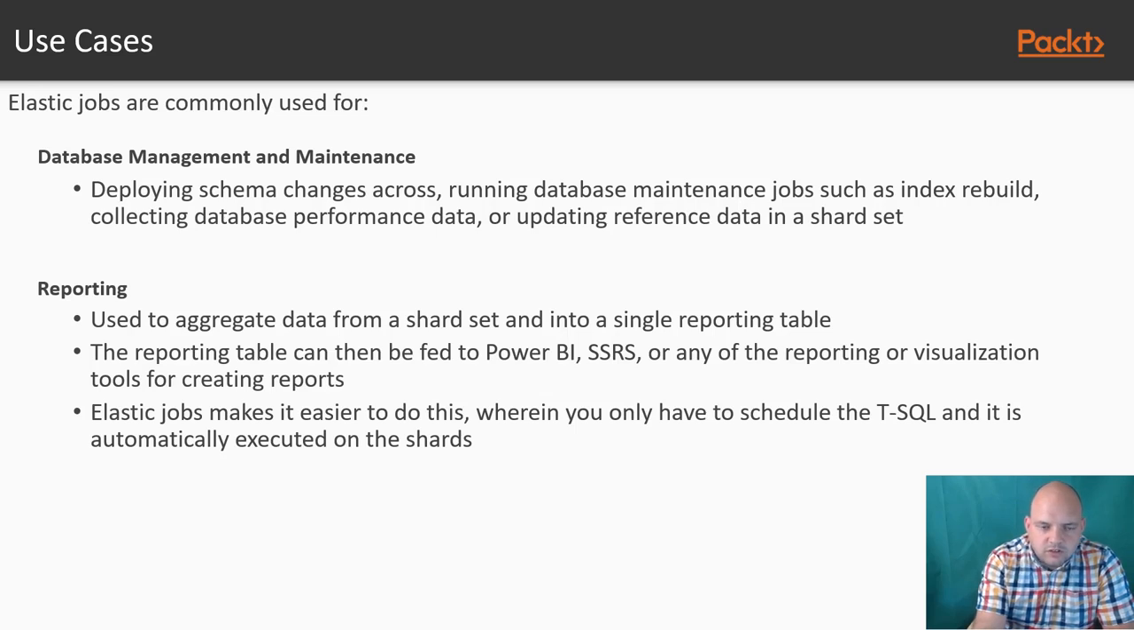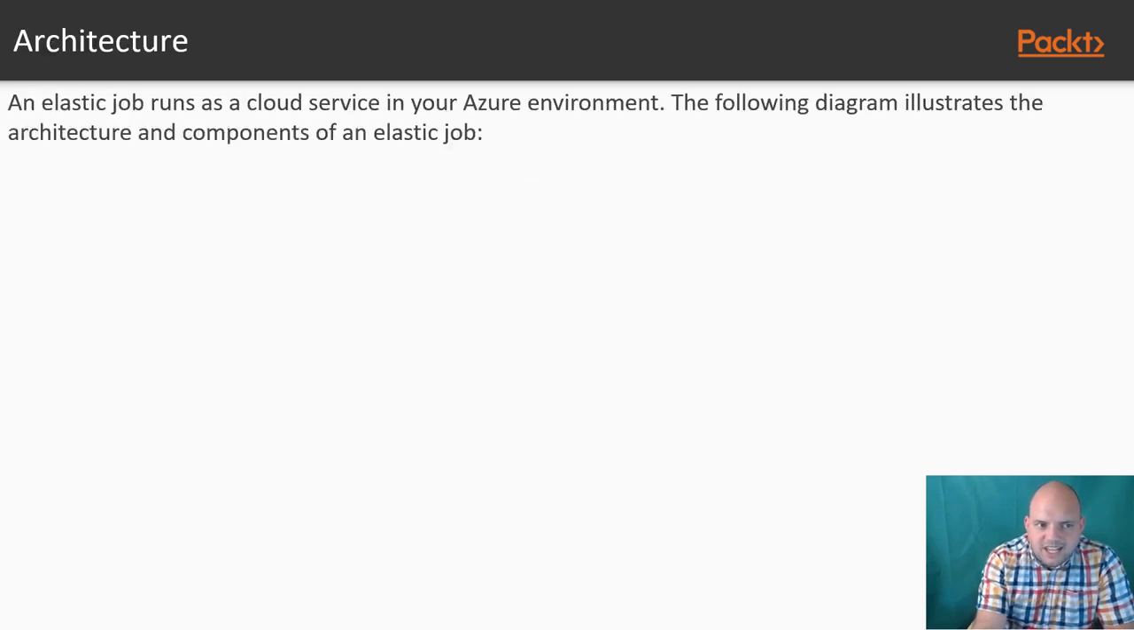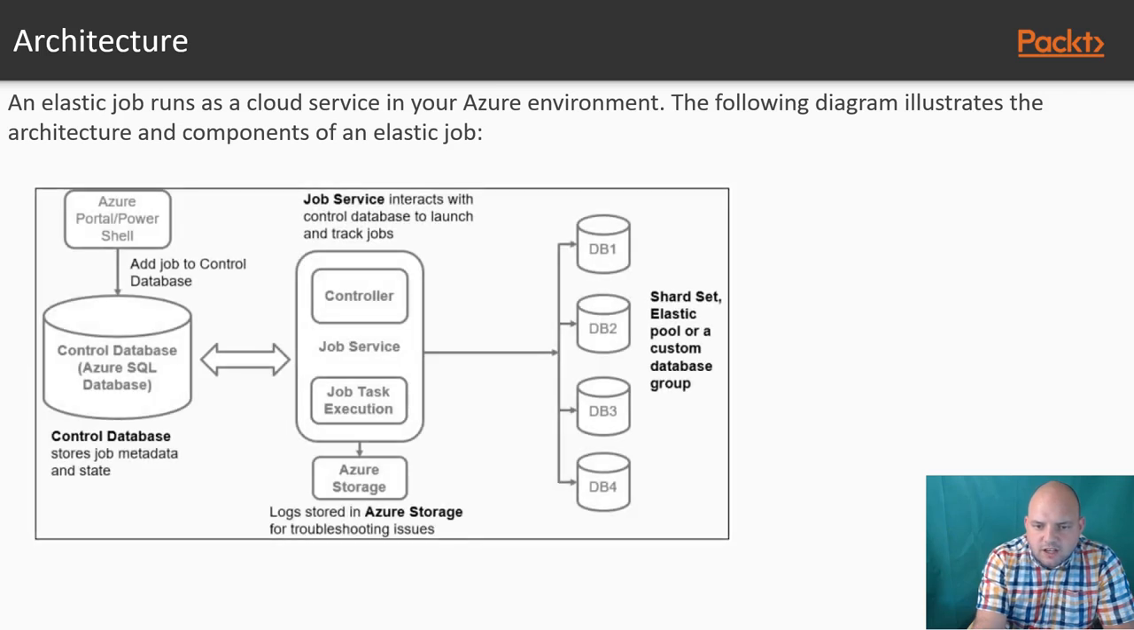Elastic Jobs run as a cloud service in your Azure environment, and the diagram here illustrates the architecture and components of an Elastic Job. We look at this diagram from right to left. On the right-hand side we have the shard set, the database set that we want to run these jobs against. Then in the middle section we've got the job service, which interacts with a control database that will launch and track jobs, a job execution task, which plugs into Azure Storage. The storage is used for the logs to be stored for troubleshooting issues.